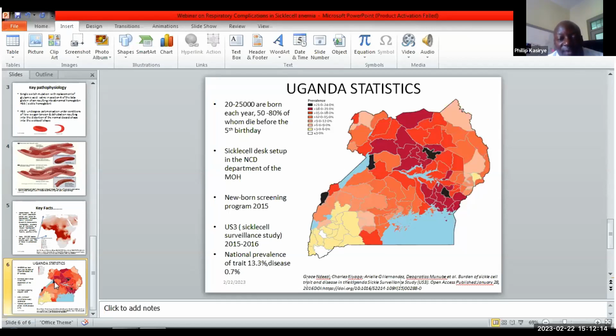National prevalence of the trait stood at about 13.3%, and that of the disease stood at about 0.7%. Of course, these were based on an HIV screening program, the early infant screening program, but by and large, they gave an indicator of the national distribution of the disease burden.